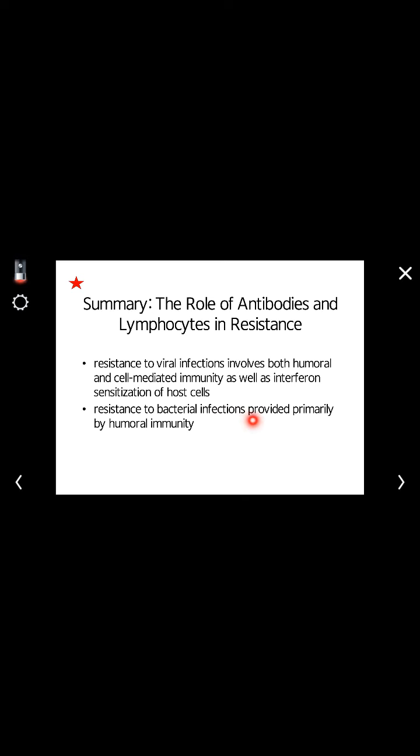Resistance to bacterial infections is provided primarily by the humoral immunity. So if you have a bacterial infection, most of the resistance to that bacterial antigen is going to be by your humoral immunity creating antibodies. But if you have a viral infection, you're going to be using humoral and cell-mediated immunity, as well as interferon sensitization.